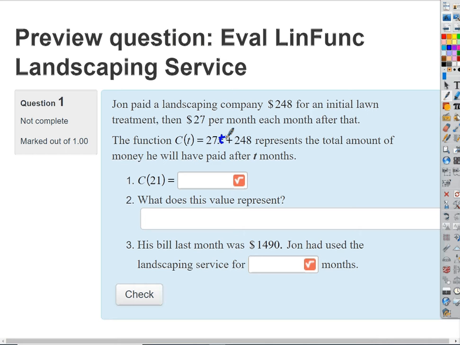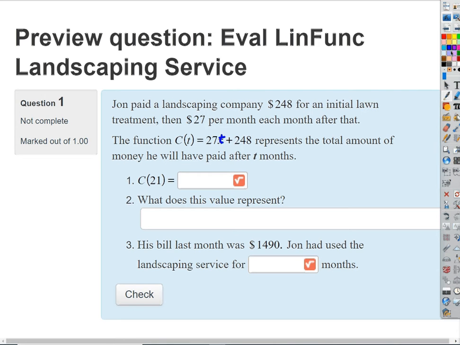Plus 248 represents the total amount of money he will have paid after t months. Now when you look at this function up here, which is the input variable? Well, the variable. You're right, 21 is the value, but which variable in this function is the input variable? It's easy to tell. T, right? How do you know? Because it's right there.